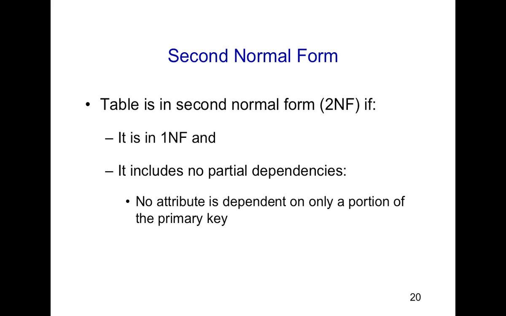So if we're in second normal form, we're also in first normal form. So second implies first as well. And it includes no partial dependencies. We've gotten rid of those. And no attribute is dependent on only a portion of the primary key.